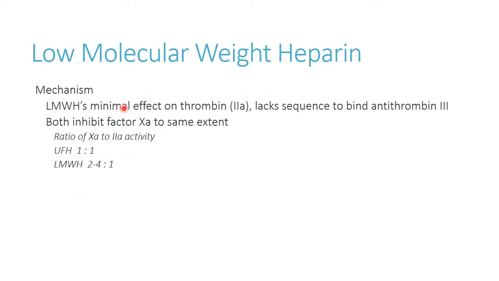So their mechanism, we mentioned, has a minimal effect on thrombin. I'll show you a picture why that is in a second. Basically it lacks the sequence to bind appropriately with antithrombin III that will link up with that thrombin. But we'll have much more 10A activity, as we'll see here. So if you're looking at this ratio, with unfractionated heparin, say roughly 1-to-1, versus low molecular weight heparin, it is about 2 to 4 times more selective for factor 10 than it is for factor 2.